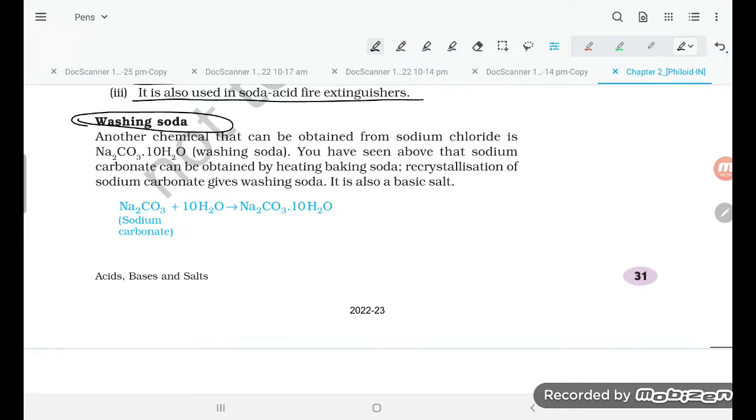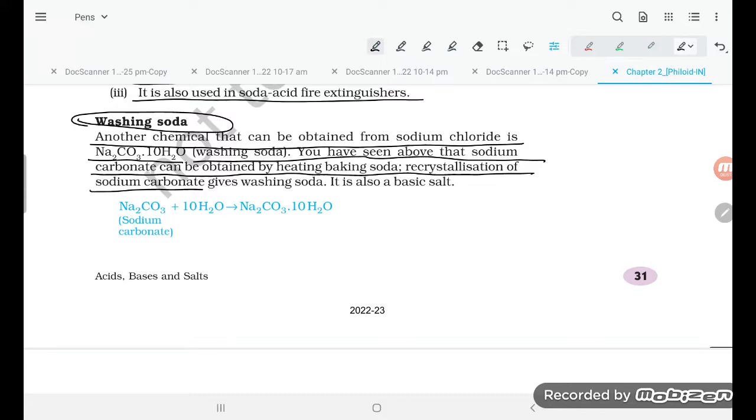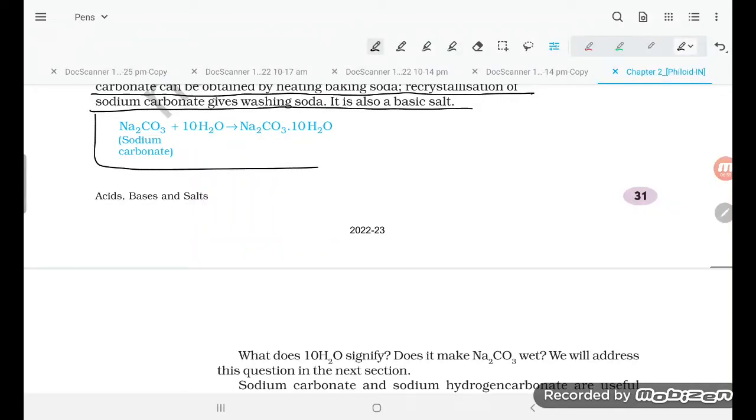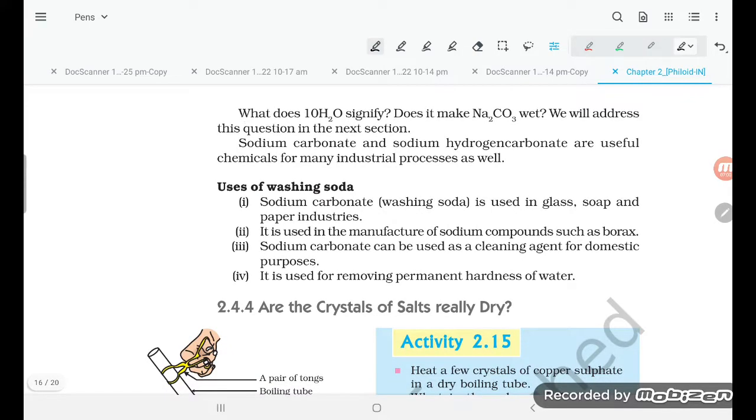Washing soda. Another chemical that can be obtained from sodium chloride is Na2CO3.10H2O, washing soda. You have seen above that sodium carbonate can be obtained by heating baking soda. Recrystallization of sodium carbonate gives washing soda. It is also a basic salt. So sodium carbonate plus 10H2O gives Na2CO3.10H2O. What does 10H2O signify? Does it make Na2CO3 wet? We'll address this question in the next section.